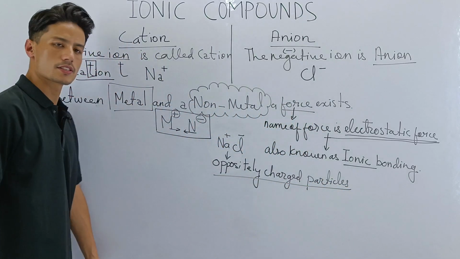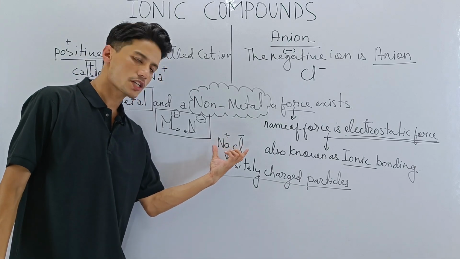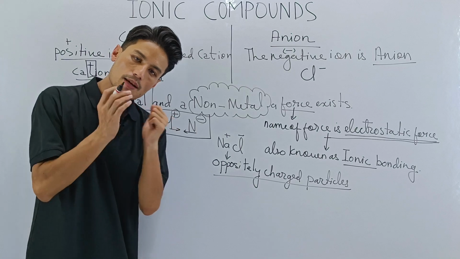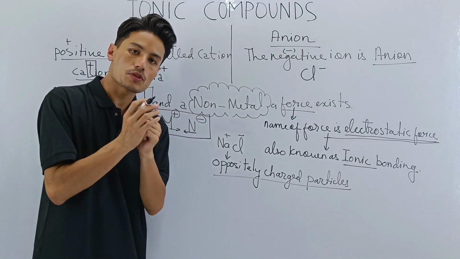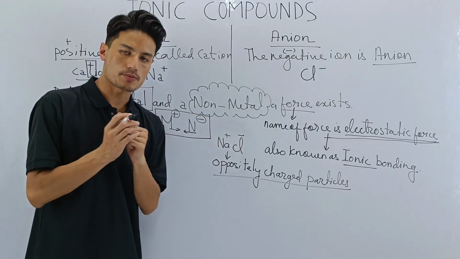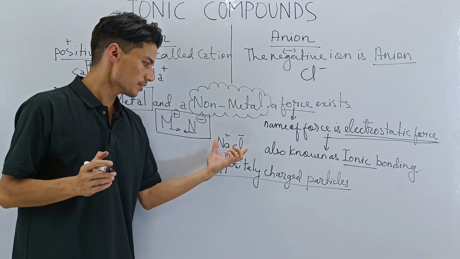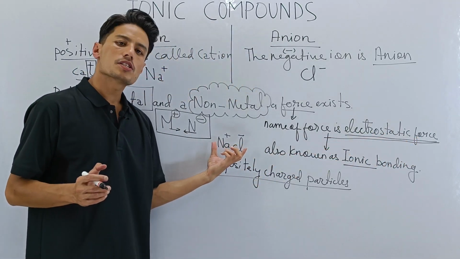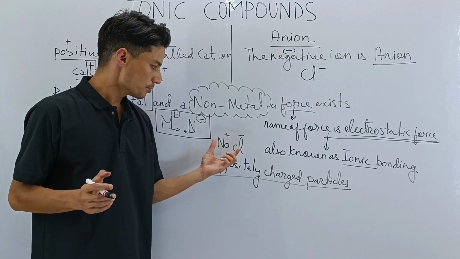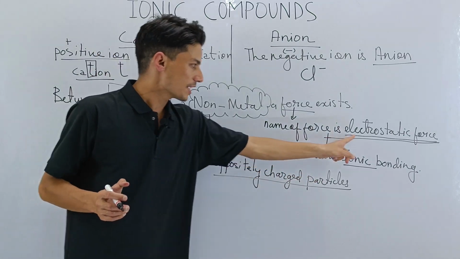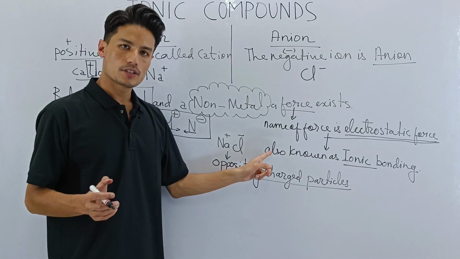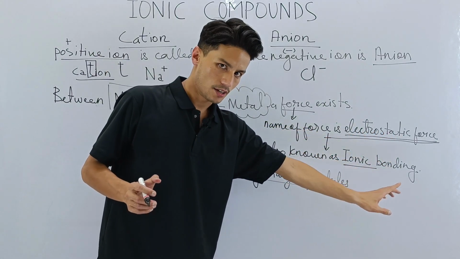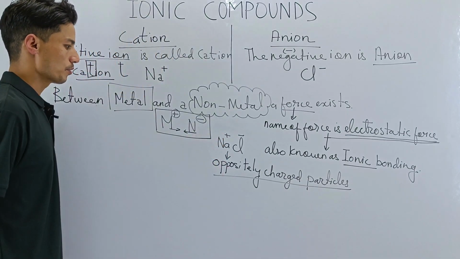So these are two oppositely charged particles, and between two oppositely charged particles, class, what type of force exists? Electrostatic force exists between two oppositely charged particles. Remember, the electrostatic force is also known by the name ionic bonding. Very important.